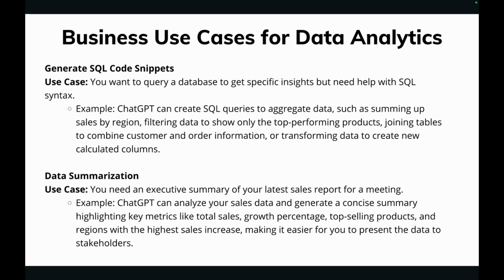Last one is data summarization. You need an executive summary of your latest sales report for a meeting. For example, ChatGPT can analyze your sales data and generate a concise summary highlighting key metrics like total sales, growth percentage, top selling products, and regions with the highest sales increase, making it easier for you to present the data to stakeholders. This is great.